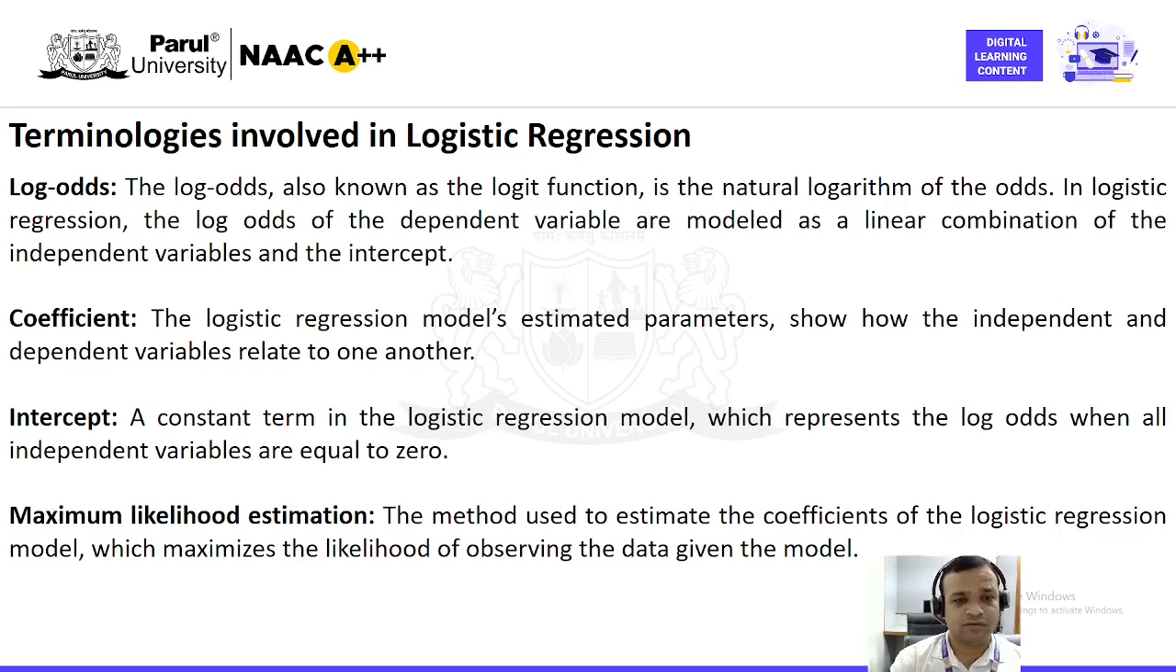The logistic regression model's estimated parameters show how the independent and dependent variables are related to one another. Intercept is the constant term in the logistic regression model, which represents the log odds when all independent variables are equal to 0. Maximum likelihood estimation is the method used to estimate the coefficients of the logistic regression model, which maximizes the likelihood of the observed data given the model.